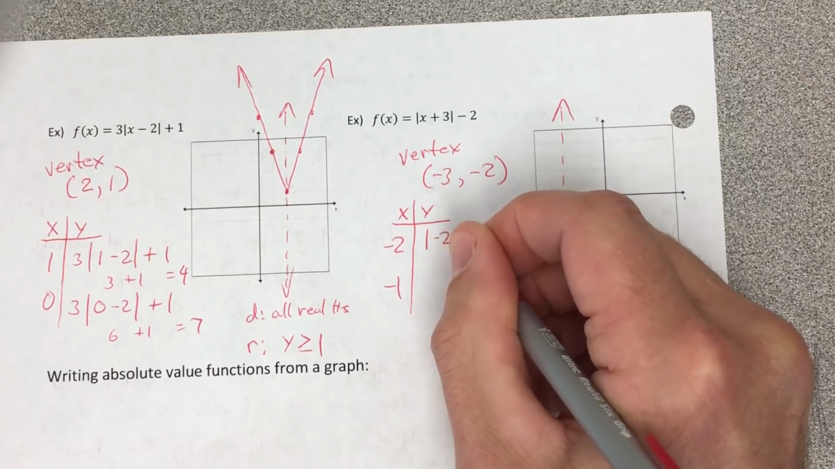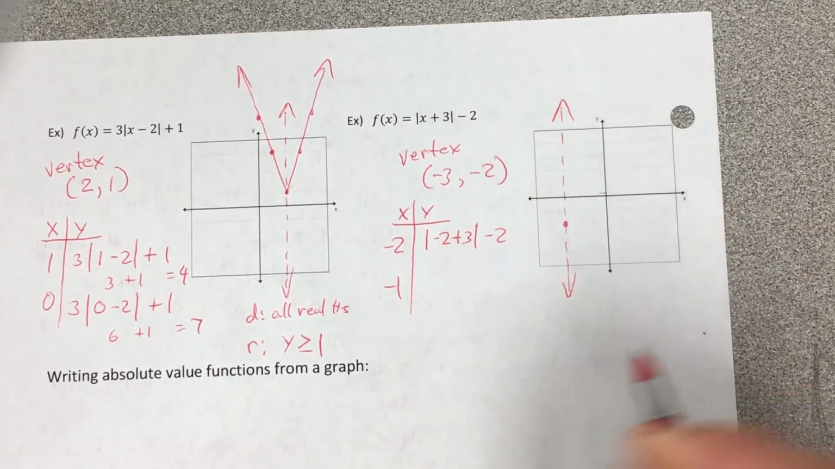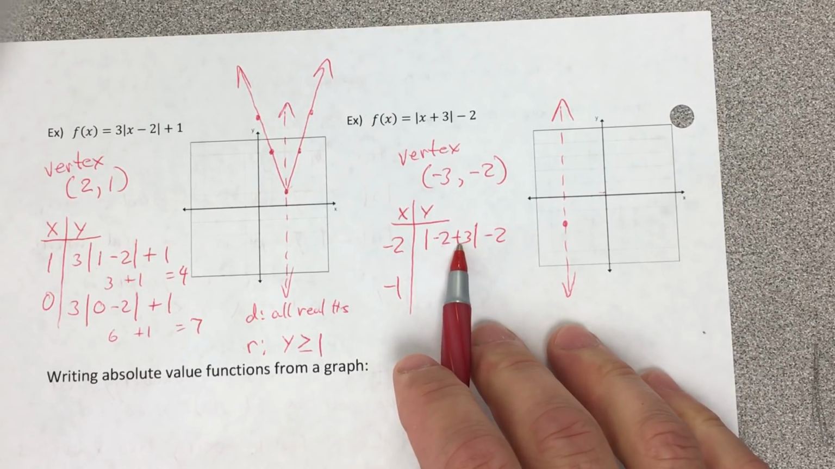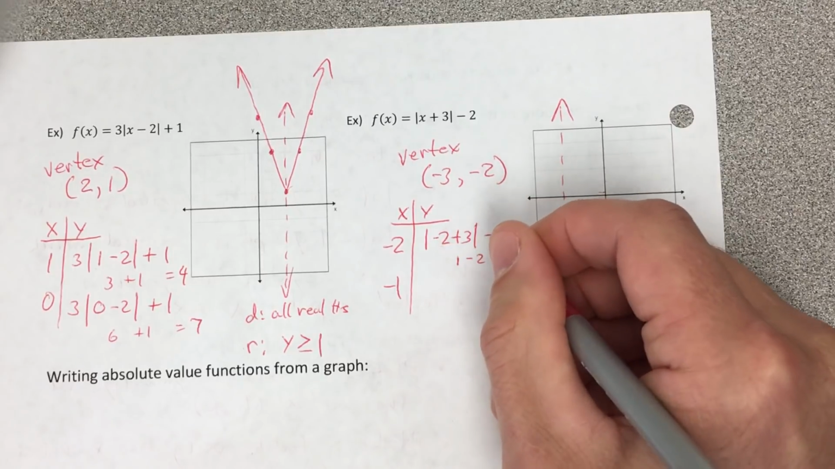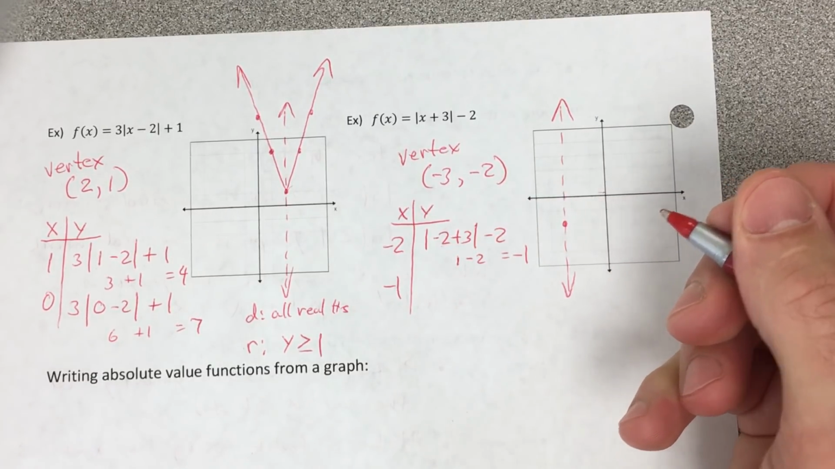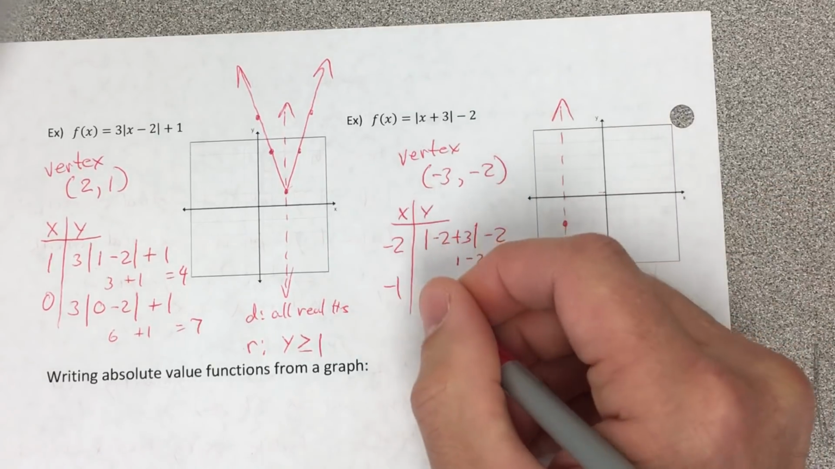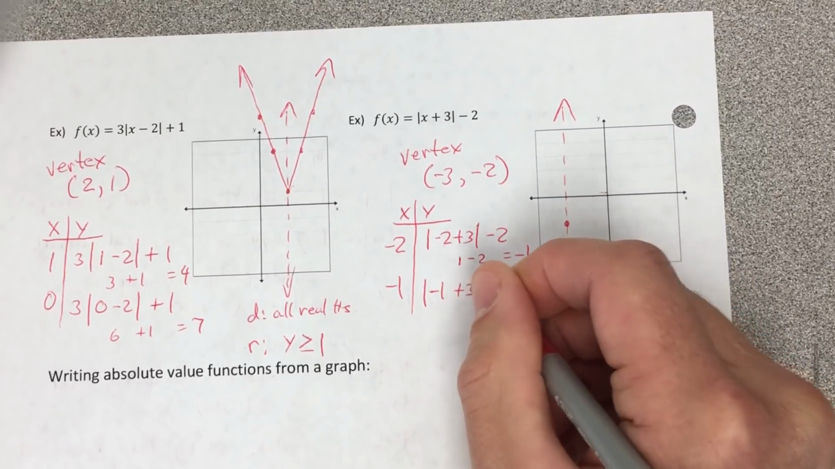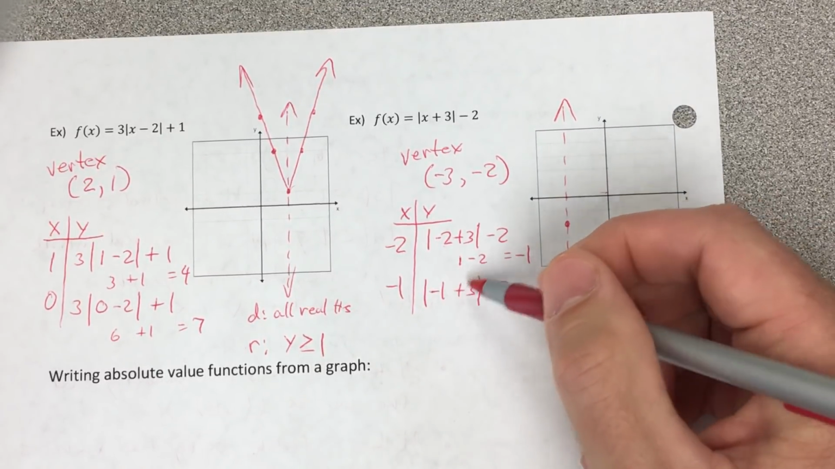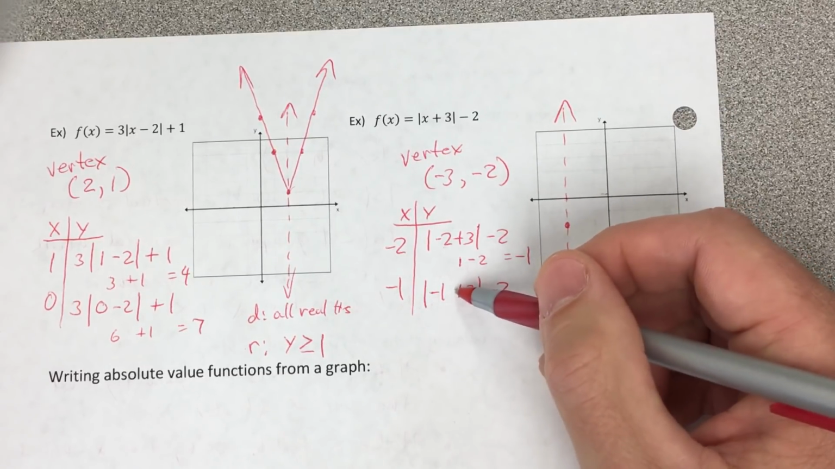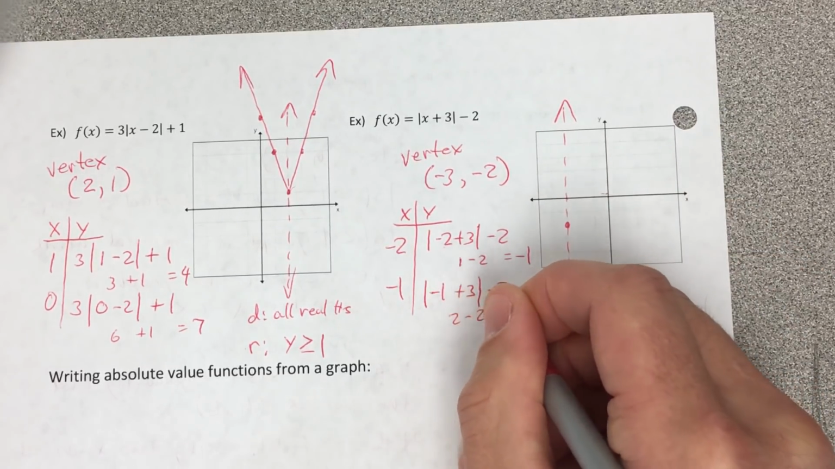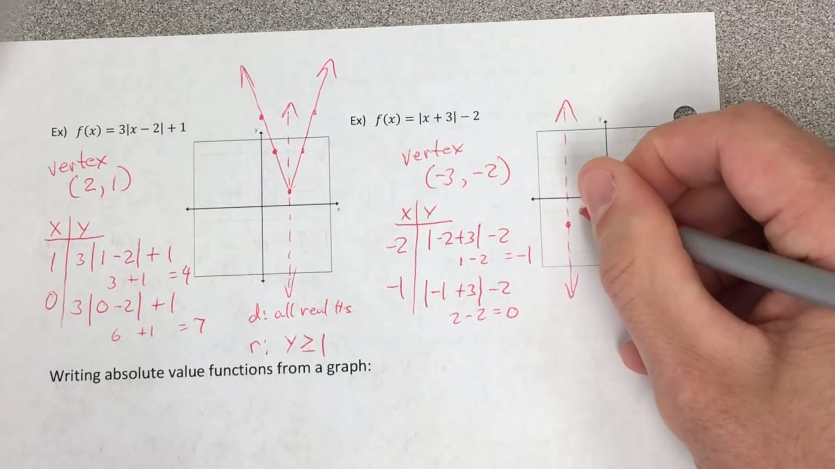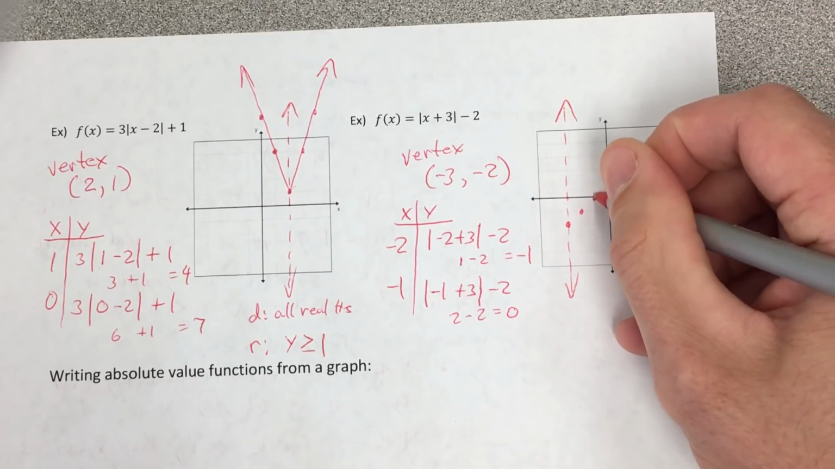And carefully figure this out. Negative 2 plus 3, you want to simplify that first. Negative 2 plus 3 is 1. Absolute value of 1 is 1. 1 minus 2 is negative 1. Absolute value, negative 1 plus 3. So negative 1 plus 3 is 2. Absolute value of 2 is 2. 2 minus 2 is 0. So we go negative 2, negative 1, negative 1, 0.